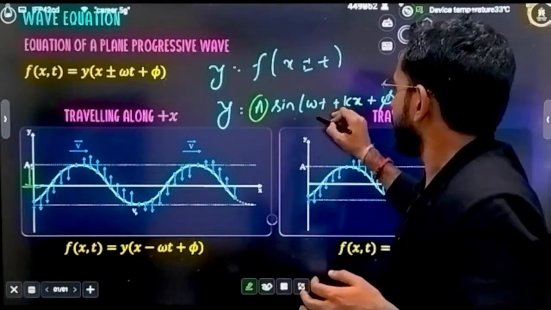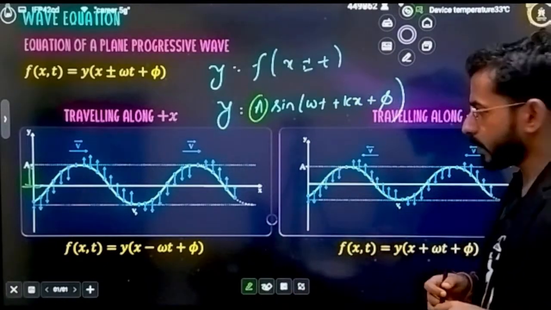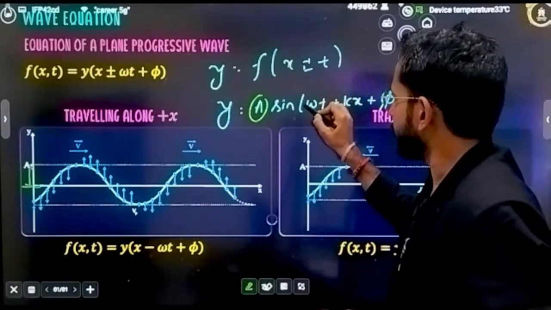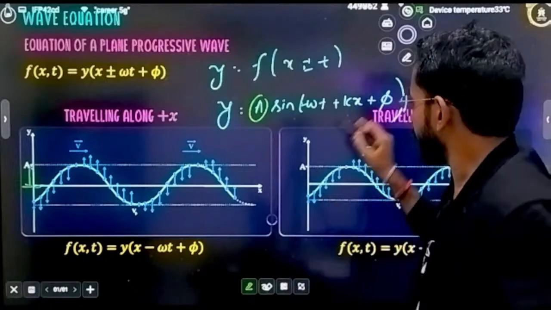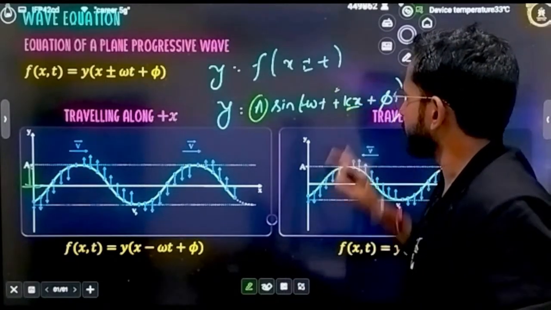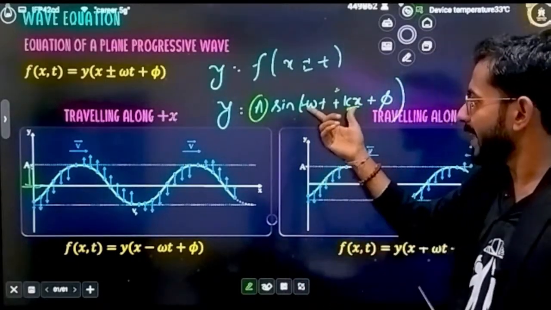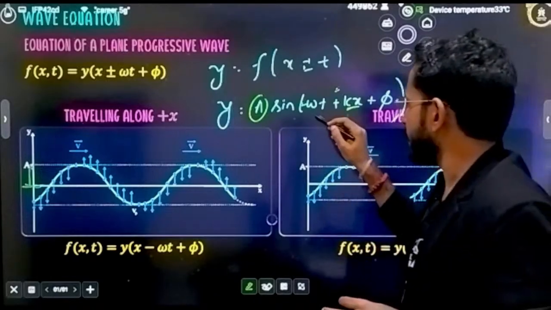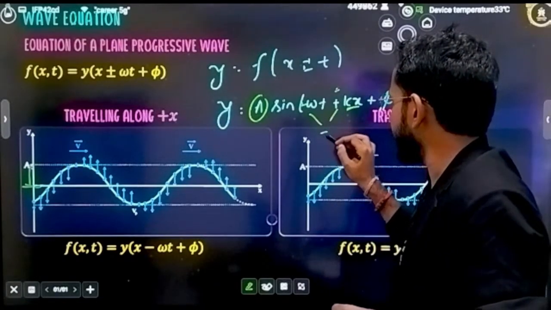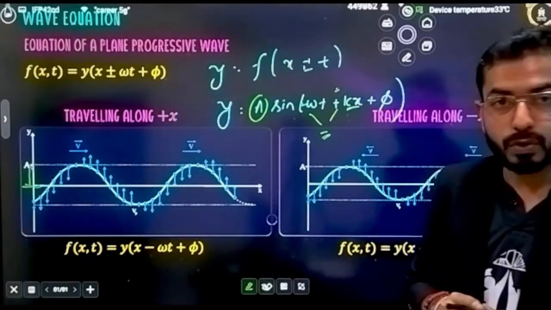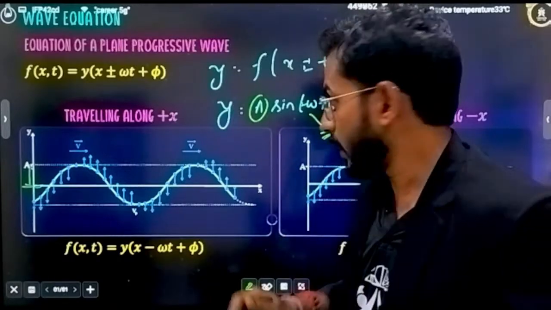Then omega t. So what are the other things that you can take from here? If this sign here, what is the sign? This is positive. In front of kx, what is the sign? This is also positive. If both the signs are same, that means this wave is going to propagate in negative direction.